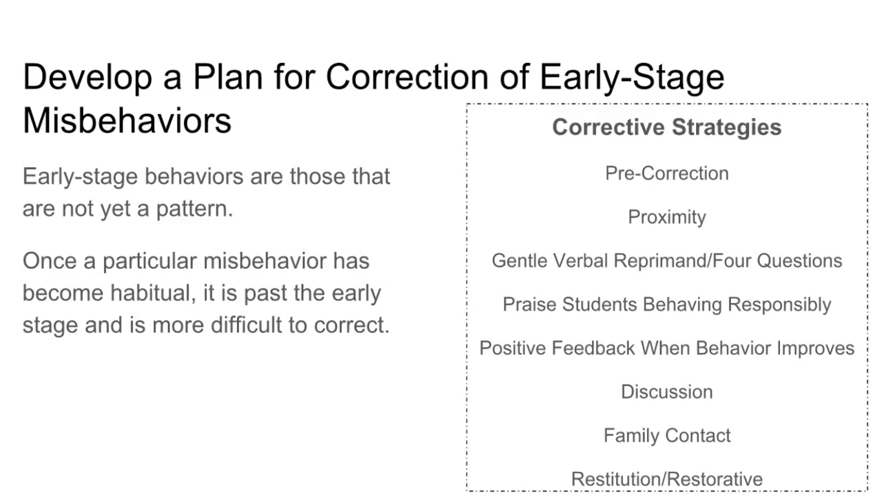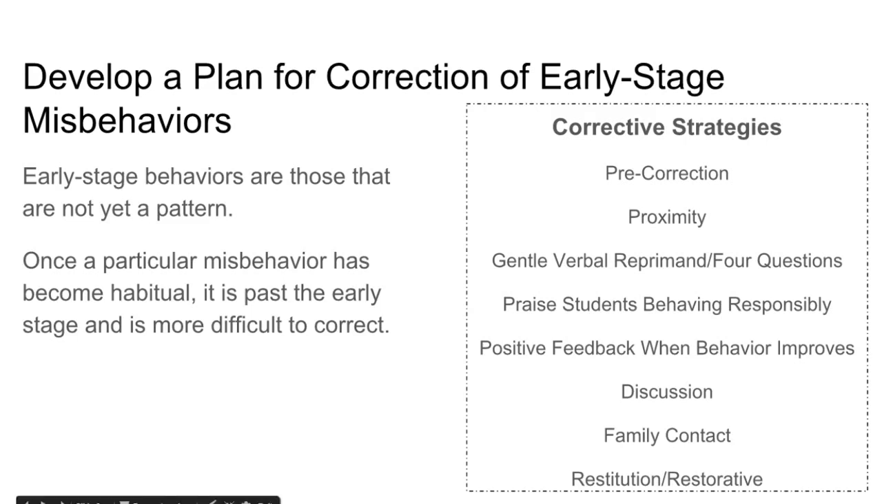Before I go on to the next slide, I want to talk just a second about the positive feedback when behavior improves. Giving students reinforcement for doing the right thing is a huge piece to teaching behavioral expectations and reinforcing the behavior that you want to see. It's also important to praise students who are behaving responsibly. Teacher praise that is contingent upon appropriate student behavior has been shown to increase the desired behavior. There's lots of research to support this.